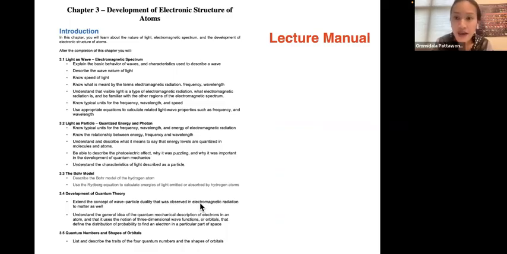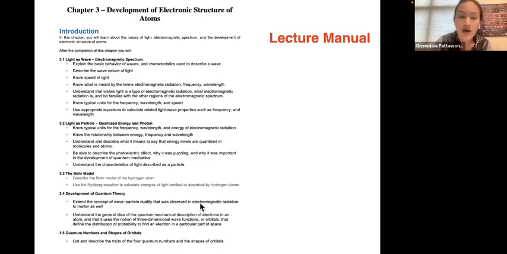For us to understand the behavior and properties of electrons better, we will first need to look at light, because electrons and light share similar properties. Also, in order to study electrons, we use light to study them as well. Shown here is the study guide for chapter 3.